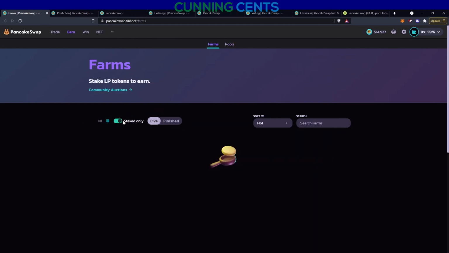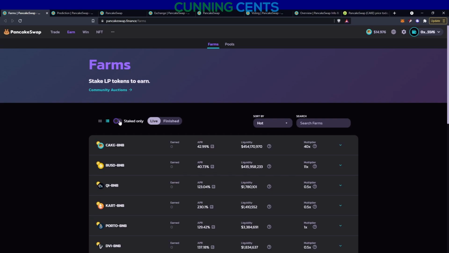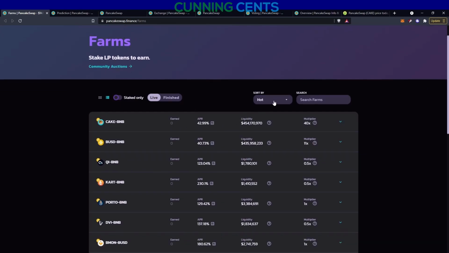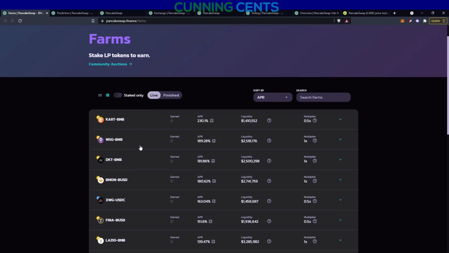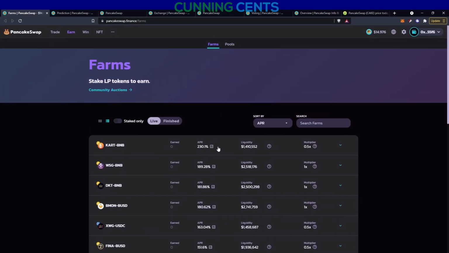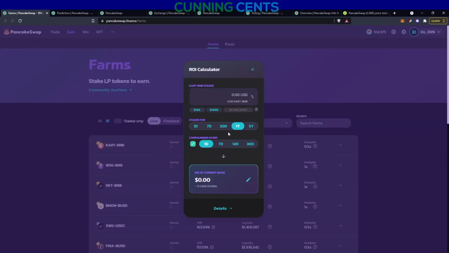But another big one is farms. This is just liquidity pools. So like Cake BNB, you can sort by APY. I was chasing these for a while, but these are pretty hectic to keep up with. I was chasing APRs for a while. I got a decent amount of Cake that way, but eventually the prices fluctuate too much for me to want to try to keep up with.